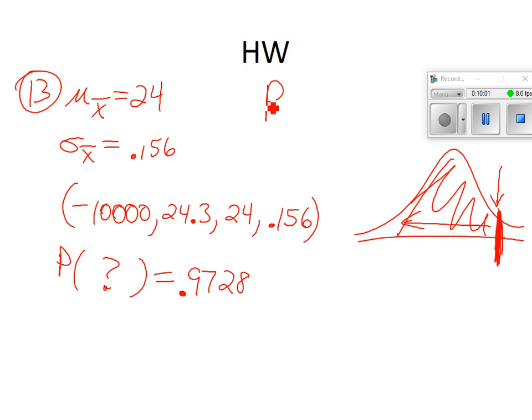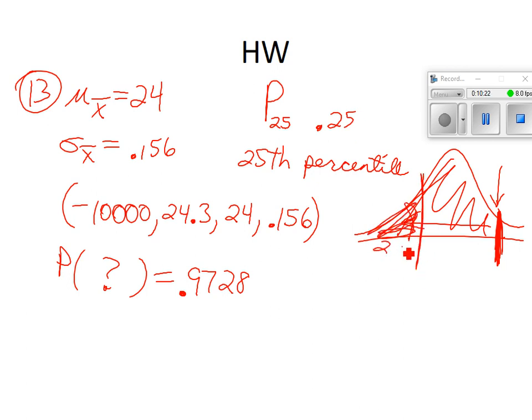So we did stuff like this. You gotta know that that means the 25th percentile. So that means that the area that we're looking for is 0.25. So we're looking for something in here where down here there's 25% of the data.